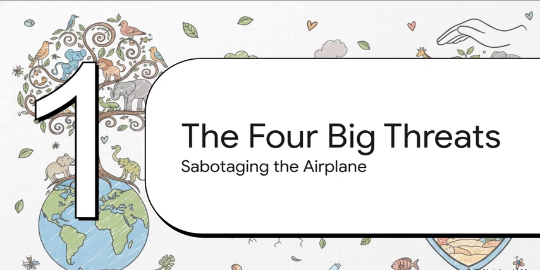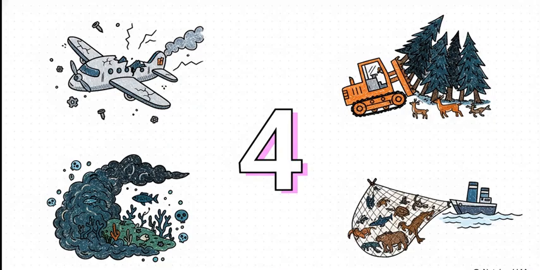What's weakening our airplane? Well, ecologists have pinpointed 4 main threats, and they gave them a pretty dramatic name. They call it the Evil Quartet. And this isn't just some random list of bad things. These 4 are considered the main reasons species are going extinct around the world. They're the 4 big ways our plane is being, well, sabotaged. So let's take a look at each one.